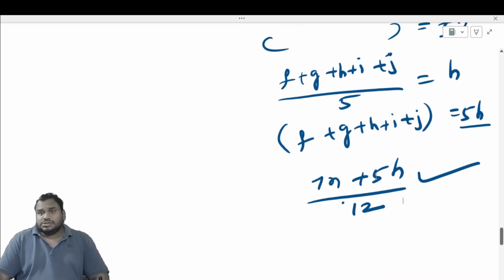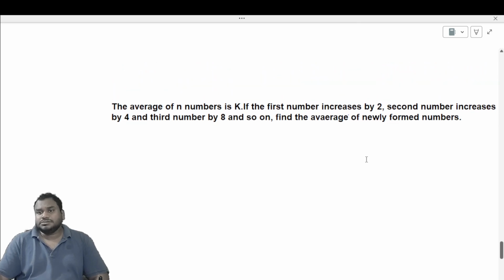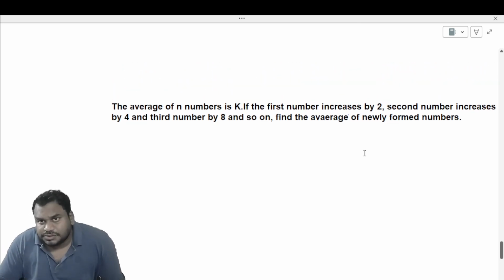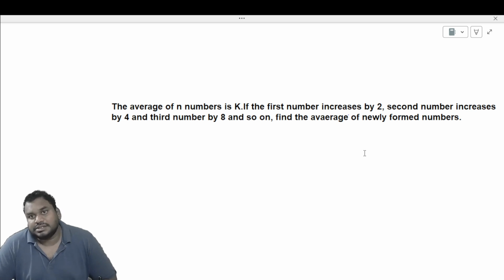These are simple questions only, but just for practice I am making it. So almost we covered many types of models, but practice is also needed. So if you solve from small, basic to advanced level, all types of models, then your speed will increase.